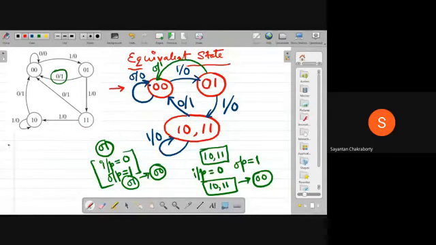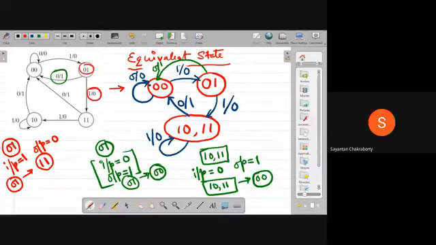Next case for state 01. Here, input equal to 1. It is at 01, so your output becomes 0 and it transits from 01 to either 10, not 10, sorry, it transits to the state 11. See, 01, given input 1, output will be 0 and you will transit.